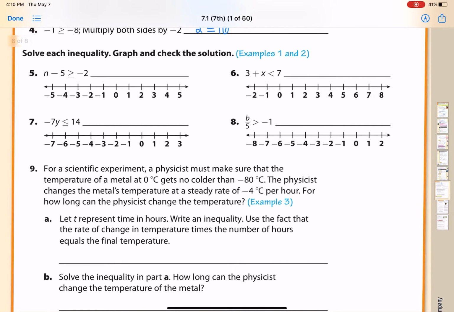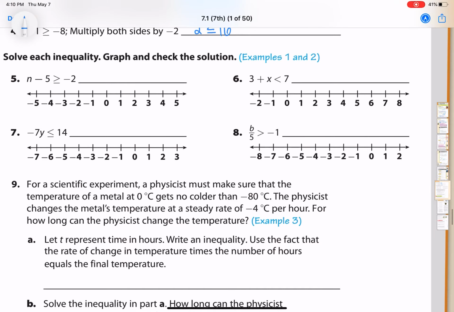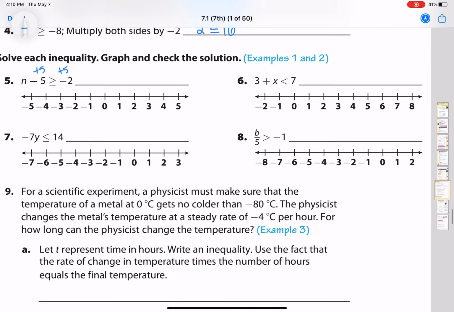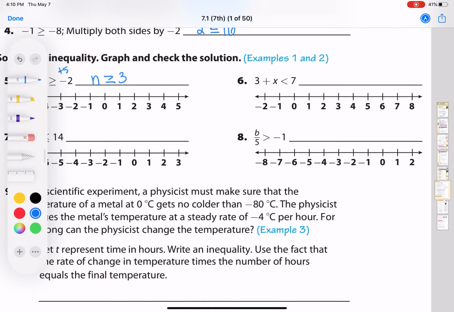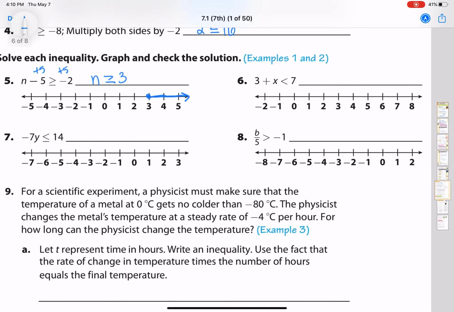All right, solve each inequality, graph and check the solution. So we have solved these just like one-step equations. So n minus 7 is greater than or equal to negative 2. We're going to add 5 to both sides. So we have n is greater than or equal to positive 3. Now, since this is greater than or equal to, we're going to have a filled-in circle at 3, and it has to be greater than. And we're going to shade greater than positive 3.